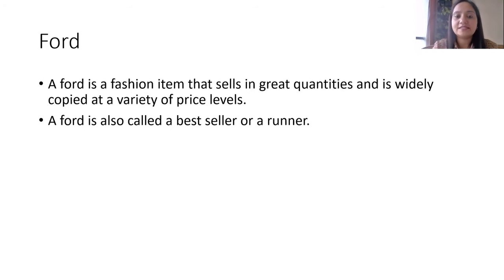Now the next term is Ford. Ford is a fashion item that sells in great quantity and is widely copied at a variety of prices. It is also known as runner. For example, if I like a design by a designer, but we can't afford that price, there are some companies or local designers who can copy it, and they compromise on the variety, they compromise on the quality.